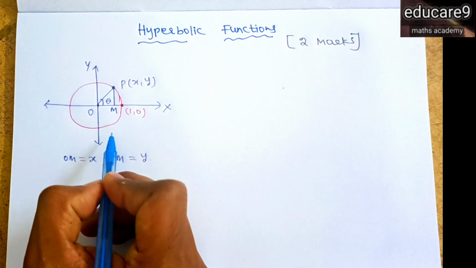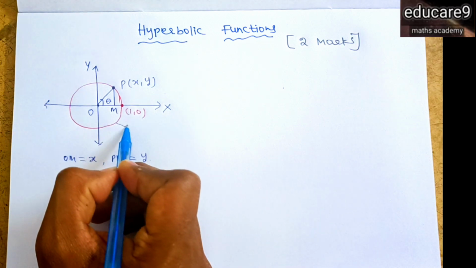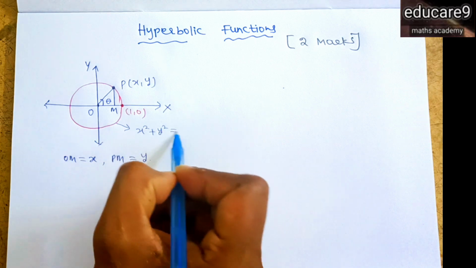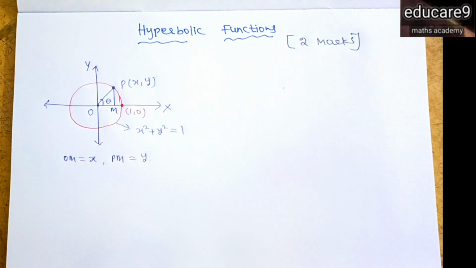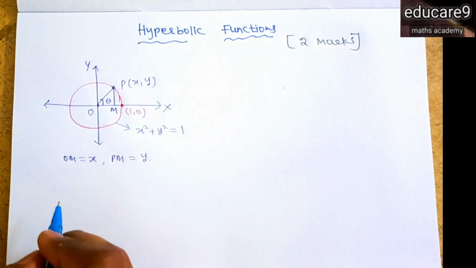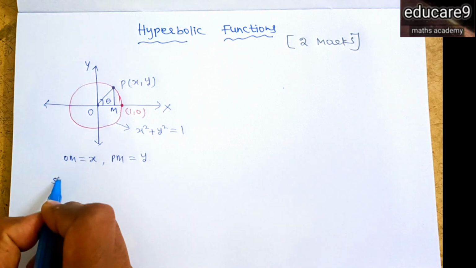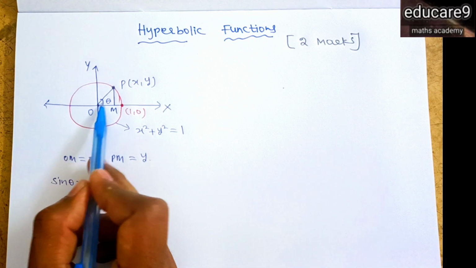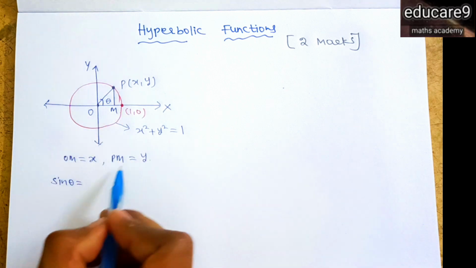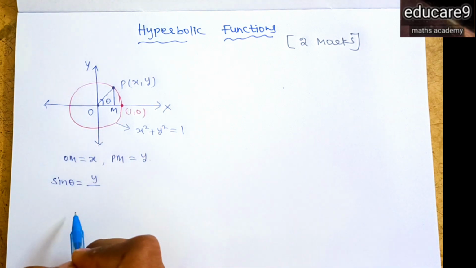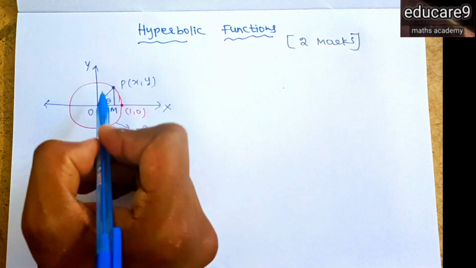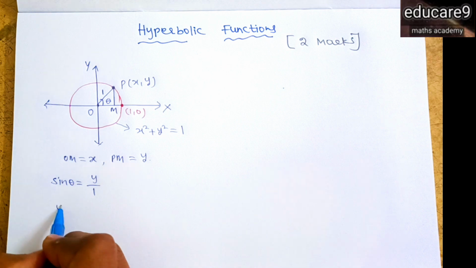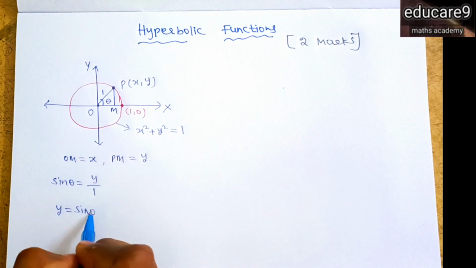Now we know that the unit circle equation is x square plus y square equals 1. Here sin theta is defined as opposite side by hypotenuse. Clearly the opposite side is PM, which is y, divided by the hypotenuse OP, which is the radius, 1 unit. So y equals sin theta.